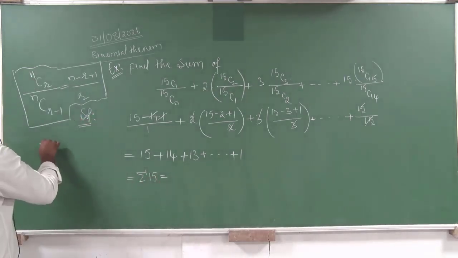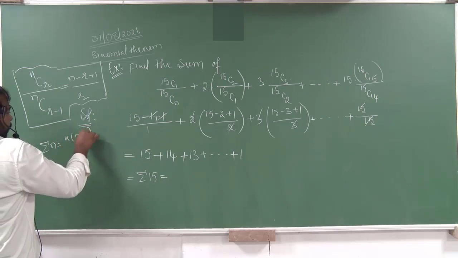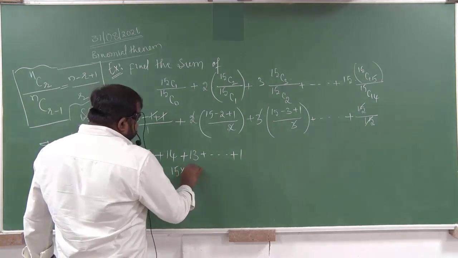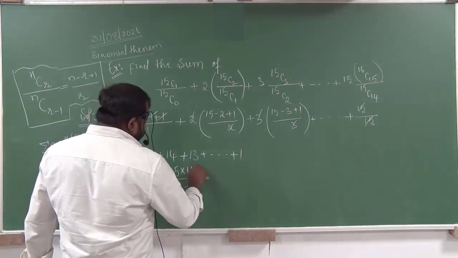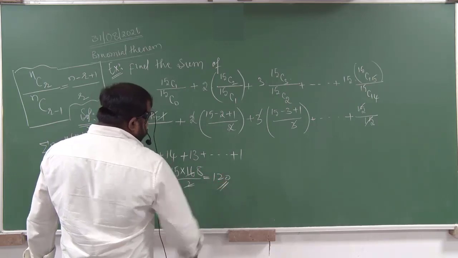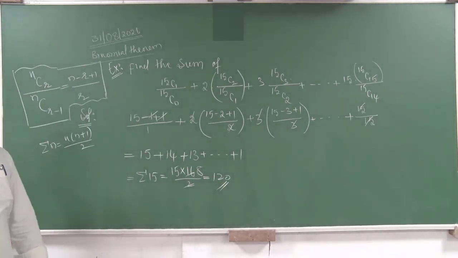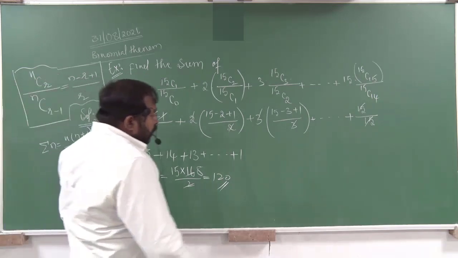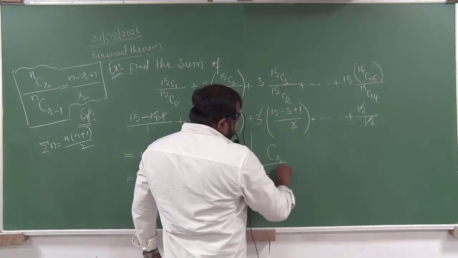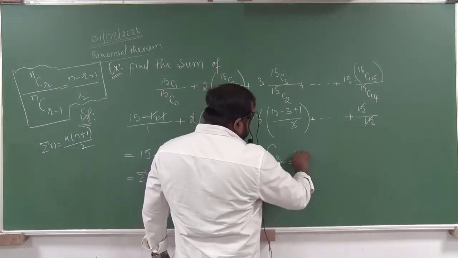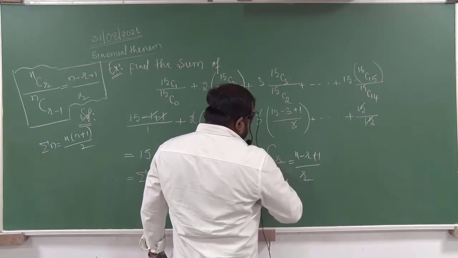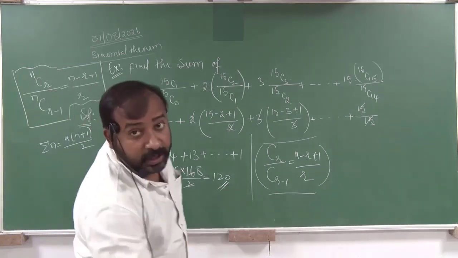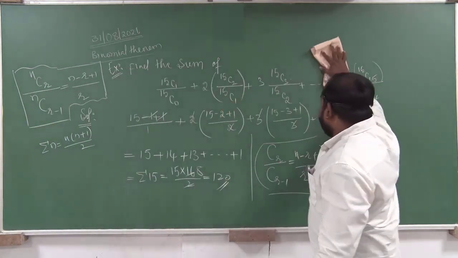Now, what is the formula for sigma n? n into (n plus 1) by 2. Instead of n, 15 is there. So 15 into (15 plus 1) by 2, which is equal to 120, is the value. So the basic formula here is nCr by nCr minus 1 is equal to (n minus r plus 1) by r. Basing on this formula, this is the total. I hope this is clear for you. Next example.